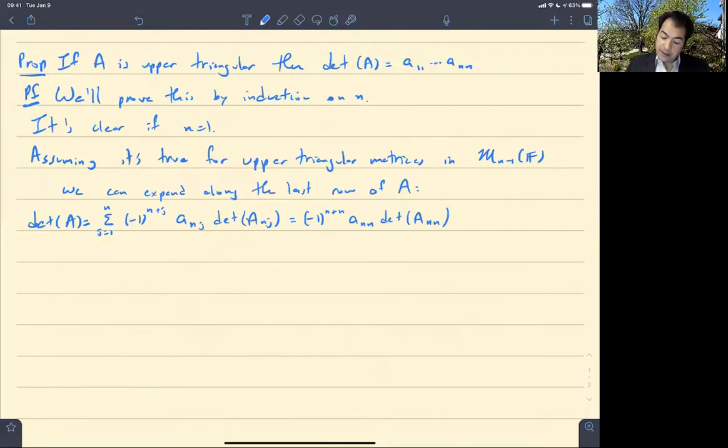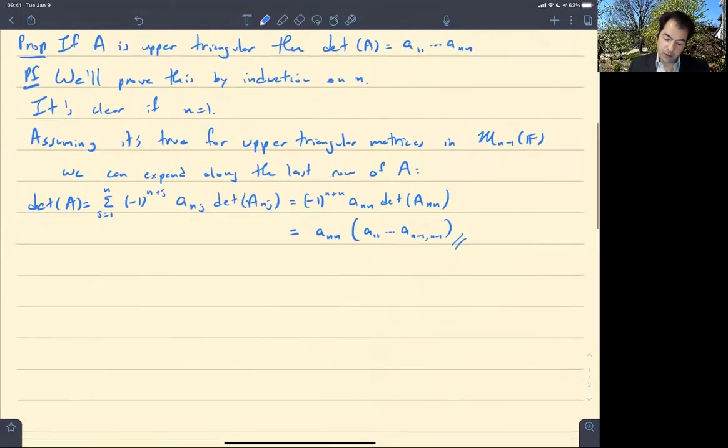But now we use the inductive hypothesis, because capital A_nn is an upper triangular matrix of size n minus 1 by n minus 1. So altogether, we end up with a_nn times the determinant of that matrix, which is the product of diagonal entries of that matrix. And that gives us exactly the formula we wanted. Okay, very good. So now you can say, well, that's fine for upper triangular. What about lower triangular? Well, of course, the same formula holds.